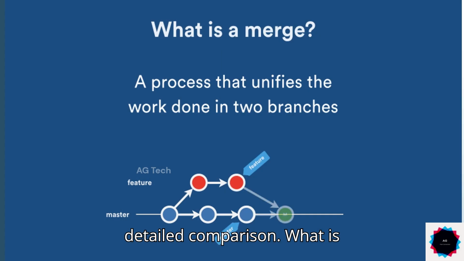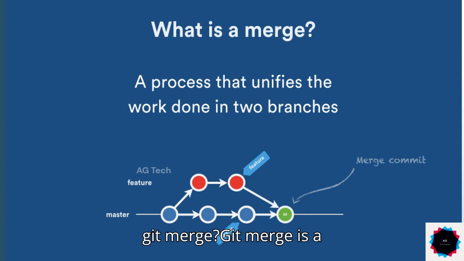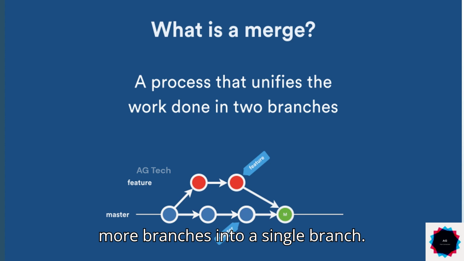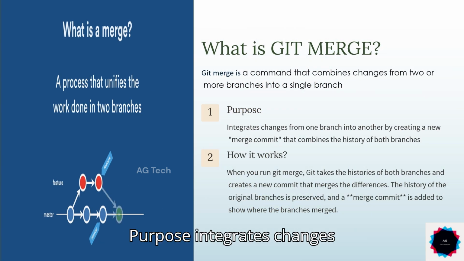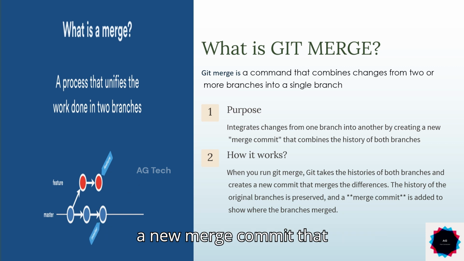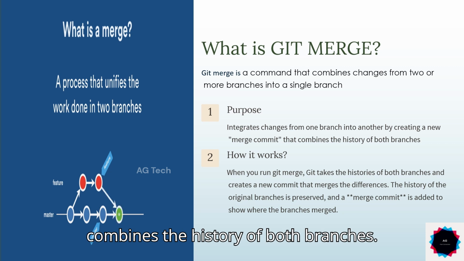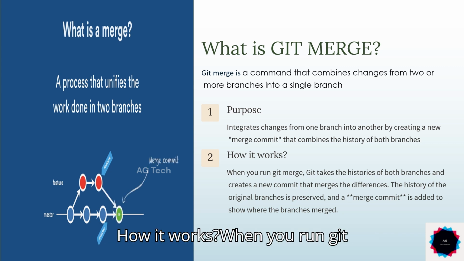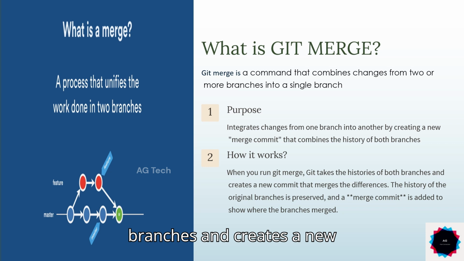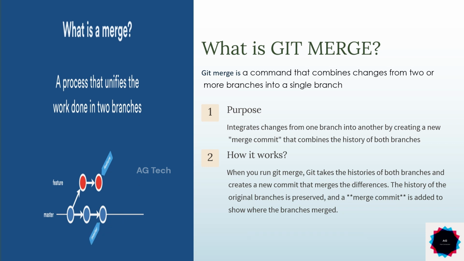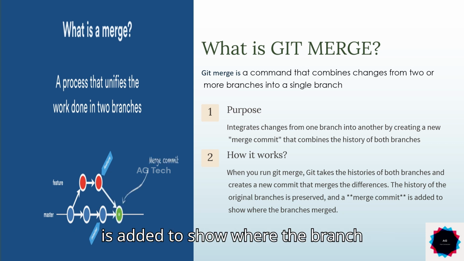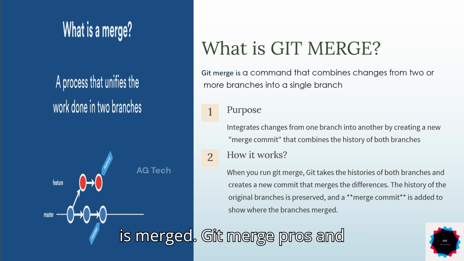Here's a detailed comparison. What is git merge? Git merge is a command that combines changes from two or more branches into a single branch. Purpose: integrates changes from one branch into another by creating a new merge commit that combines the history of both branches. How it works: when you run git merge, Git takes the histories of both branches and creates a new commit that merges the differences. The history of the original branches is preserved, and a merge commit is added to show where the branches merged.